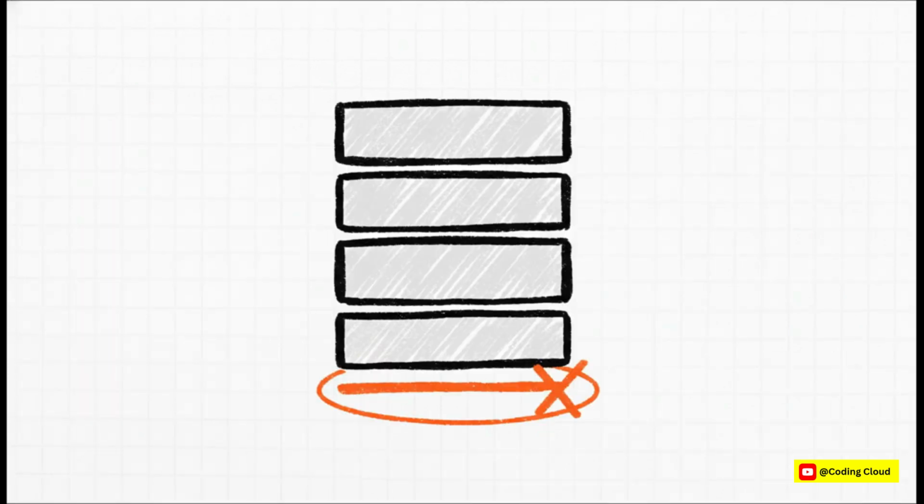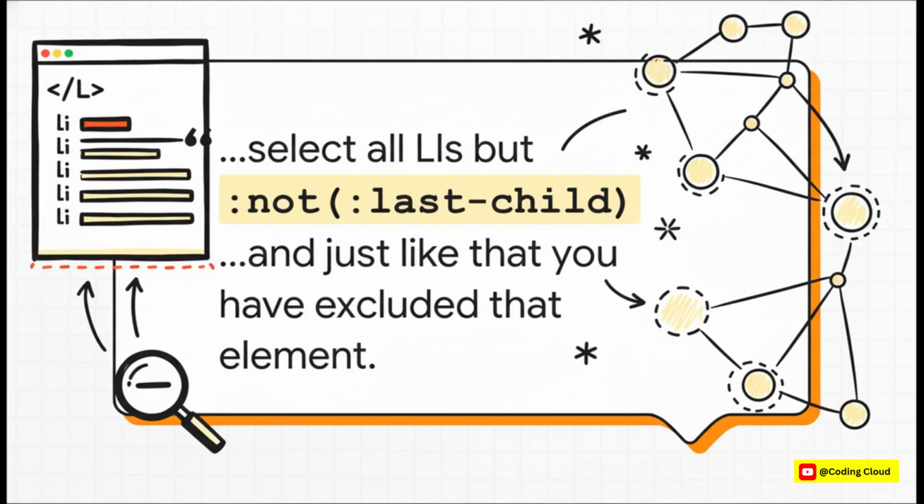And for our final trick, let's look at a classic styling scenario. You've got a list of items, and you want a nice little separator line between each one. But you don't want a line after the very last item, right? Because that just looks a bit off. The not pseudo class is your best friend here.